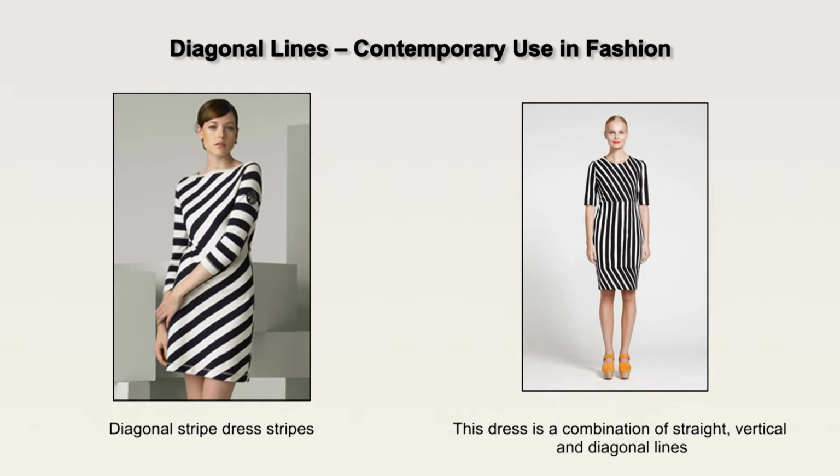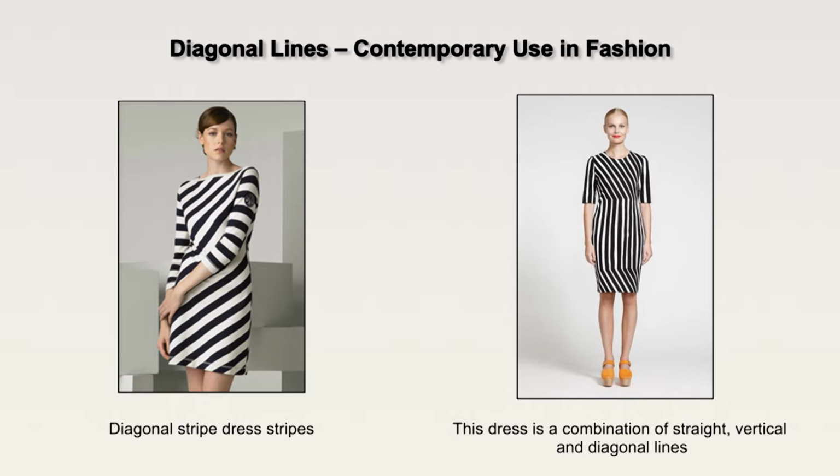This outfit is from the Tory Burch collection, a classic example of a diagonal striped dress. The picture on the right shows a dress with a combination of straight, vertical and diagonal lines. The way the stripes have been created creates an illusion of the shape of the dress.